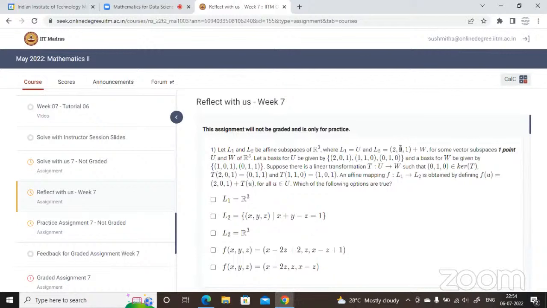Once we have these values 0, 1, 1, we have to solve for f of u. No, you solve for T and then add T with this value 2, 0, 1. That's all. So that's what is called an affine subspace. This is an affine mapping. That's why you get this 2 here and 1 here, 0. So 2, 0, 1 is added. This is your T. You have to add 2, 0, 1 to it to get the affine map F. It's given here: F of u is 2, 0, 1 plus T of u.